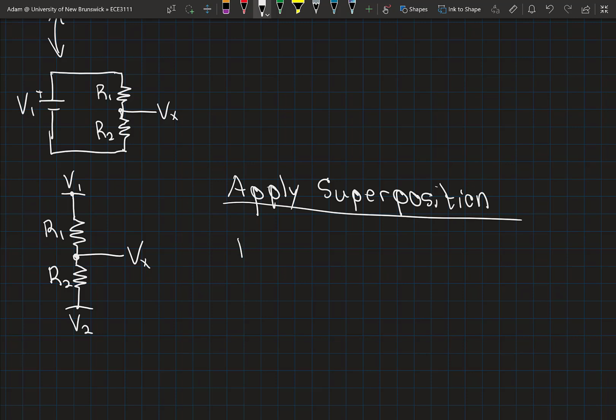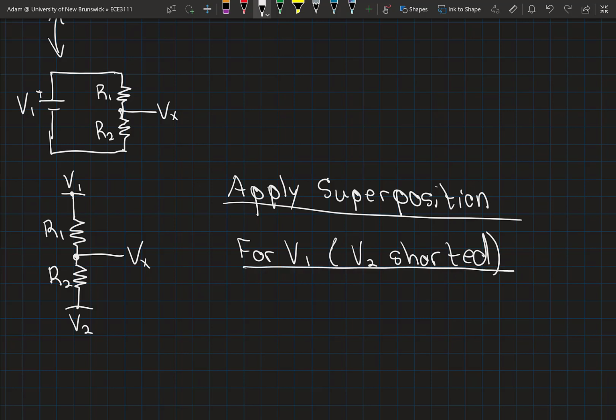So if I first look at the voltage at Vx due to V1, so I'm considering V2 to be shorted here. So the point V2, if it was shorted, would be simply connected to ground. Then the voltage Vx1, the voltage at Vx due to source 1, would be V1 times R2 over R1 plus R2, exactly like the first example we looked at.